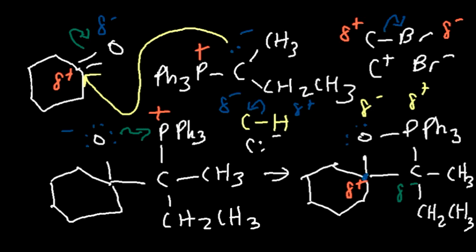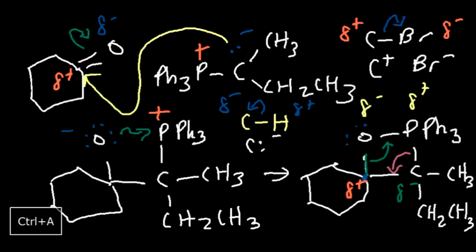So when the carbon-oxygen bond breaks, those electrons will go towards the more electronegative oxygen atom. And when the carbon-phosphorus bond breaks, those electrons will go towards the more electronegative carbon atom. So as you can see, the atom that's more electronegative pulls the electrons toward itself when the bond breaks.